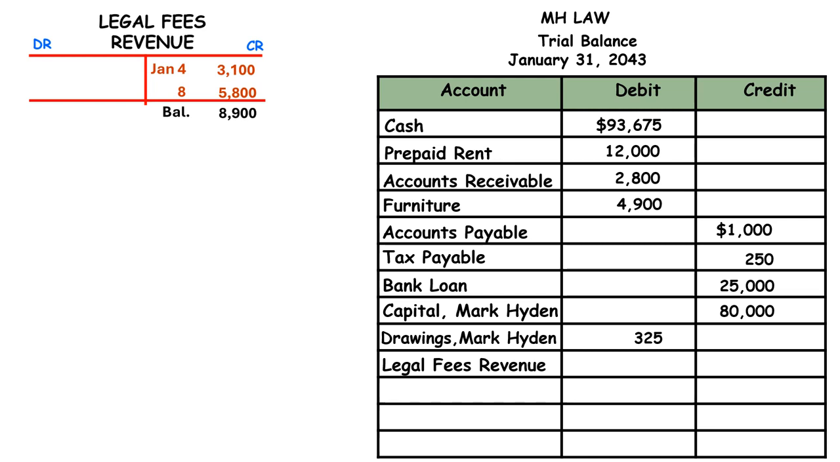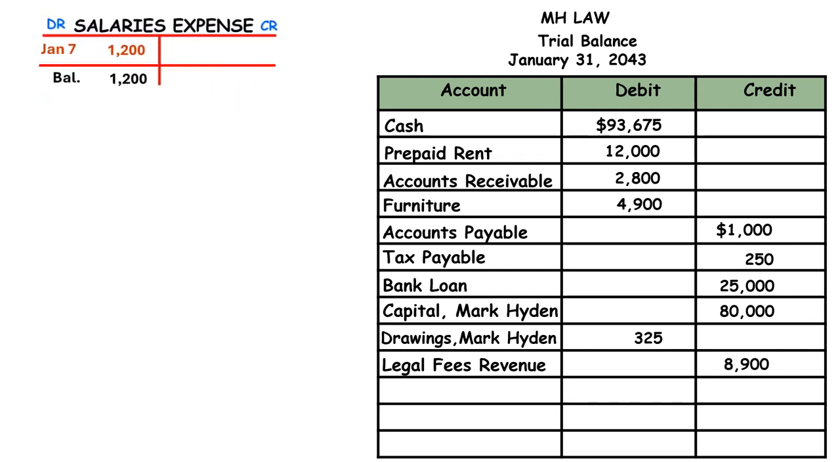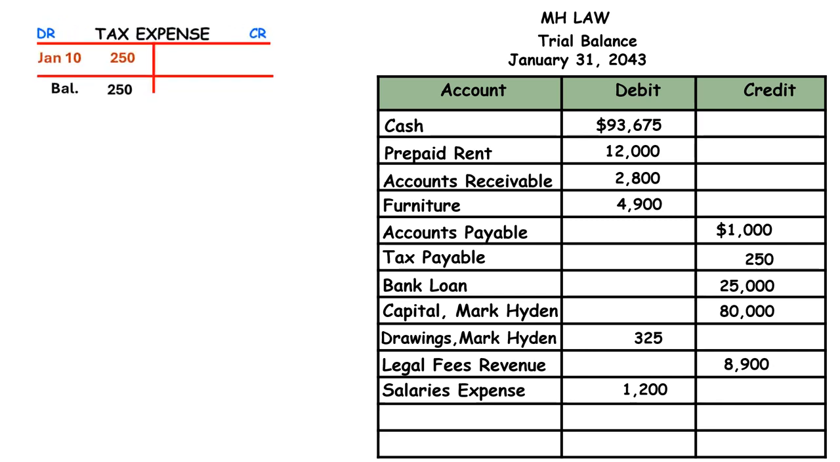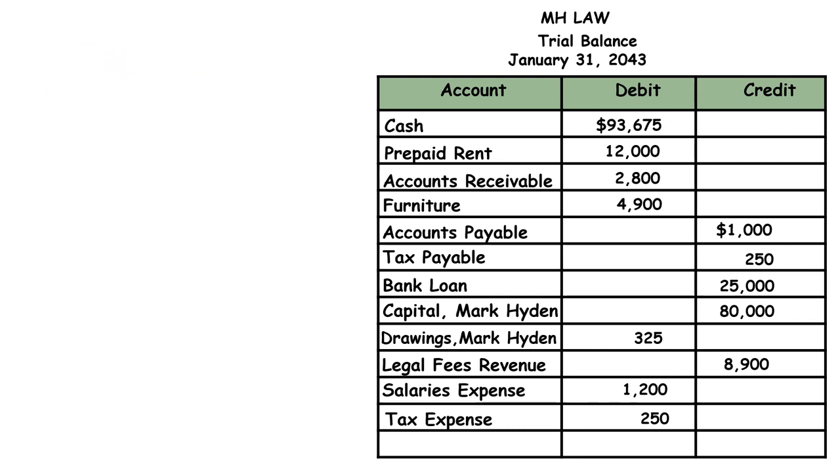Legal fees revenue, let's copy that name. And then the balance is 8,900 credit side. So we will copy that onto the credit side of the trial balance. Salaries expense, copy that name here. And the balance is $1,200 on the debit side. That should go to the debit side of the trial balance also. Tax expenses, again, copy the name tax expenses. The balance is $250 on the debit side. We are going to put that on the debit side.